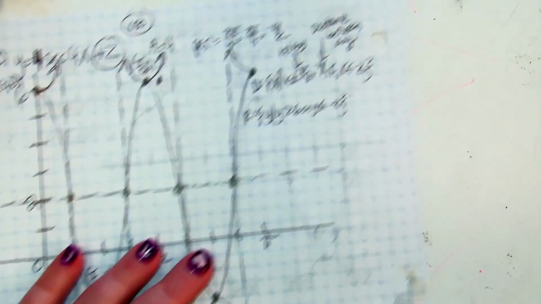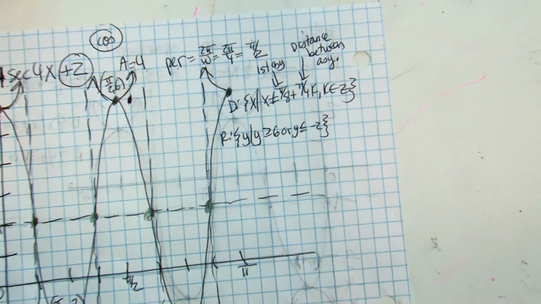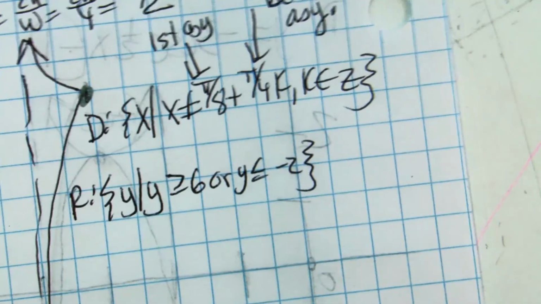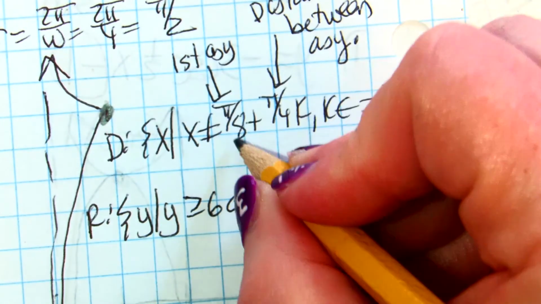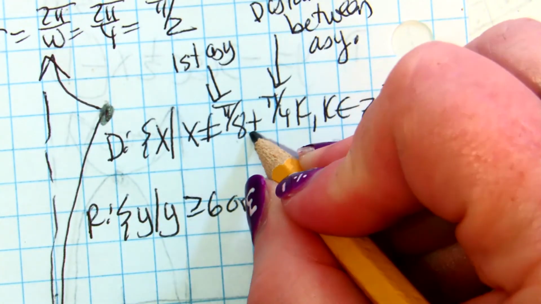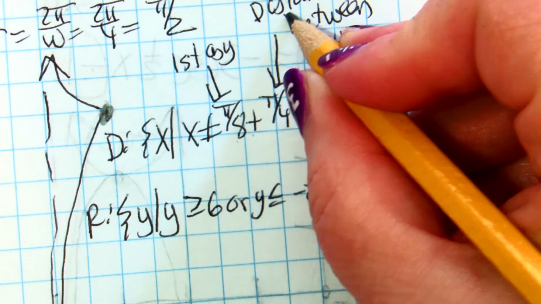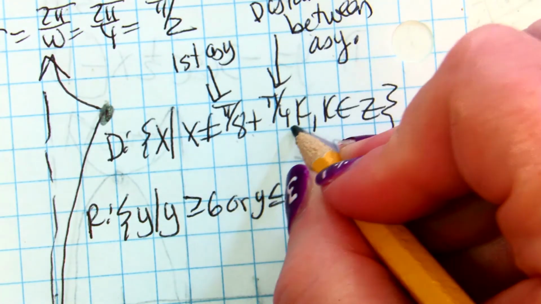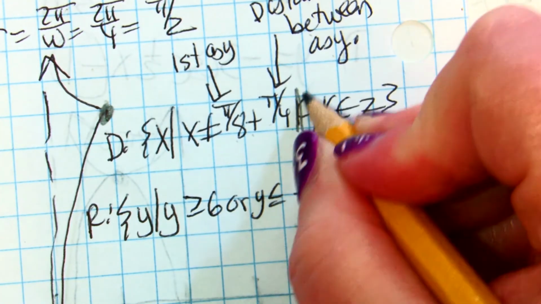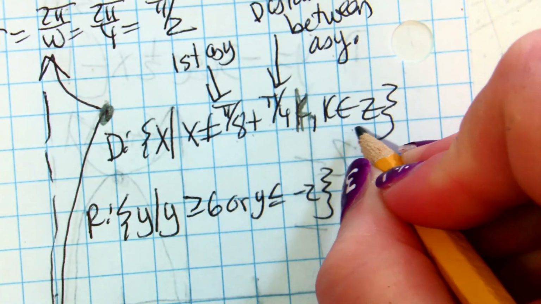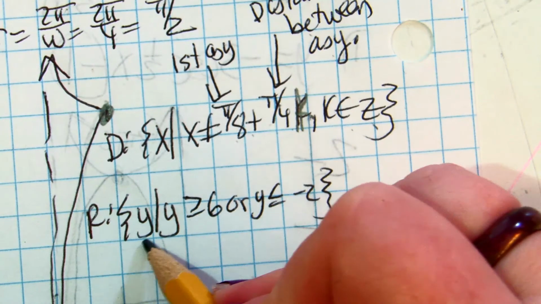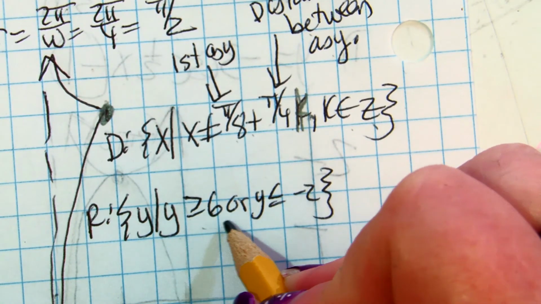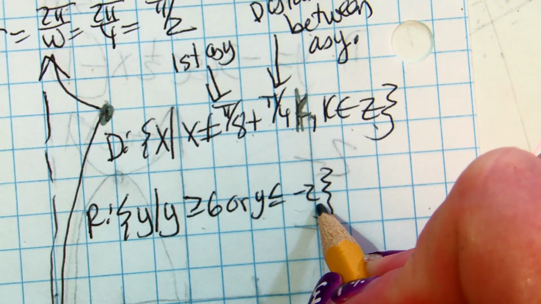When we do the domain, we do x such that x is not equal to the first asymptote, which is pi over 8, plus every pi over 4. The distance between the asymptotes, pi over 4k, that's half the period. Pi over 4k, where k is an element of z, the integers. And the range is y such that y is greater than or equal to 6 or less than or equal to 2. So I hope that's helpful to you.